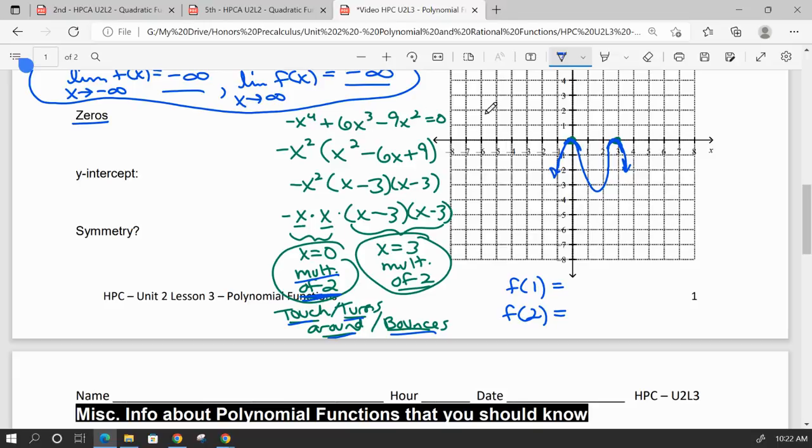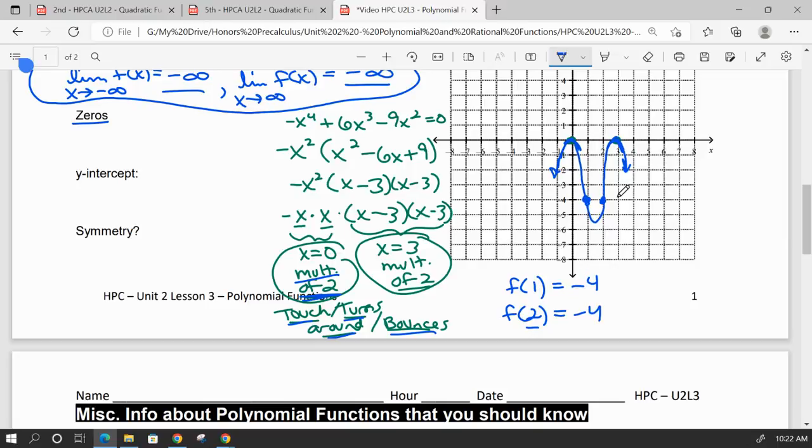So if I put 1 into the function, again, I would probably just plug this in the calculator. I would get negative 4. So the point (1, -4) is on the graph. If I put 2 into the function for x, I would also get negative 4. So the graph would go down and then back up and then hit that.